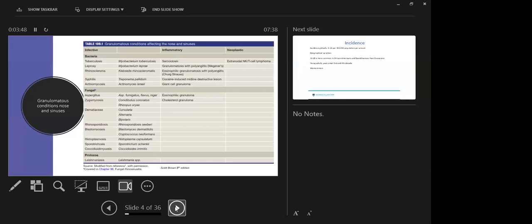This table has been taken from Scott Brown, 8th edition, and in essence, I thought it really breaks down the other granulomatous conditions that can affect your nose and sinuses. So it breaks it down into bacterial and fungal, infective, inflammatory, and neoplastic. And under inflammatory, there we have sarcoid, which you can see. We've also got GPA, Churg-Strauss, as well as others.